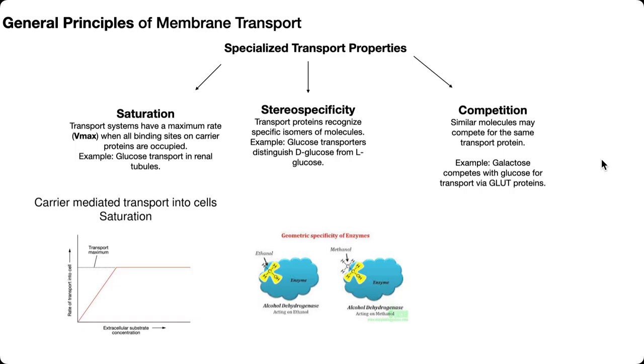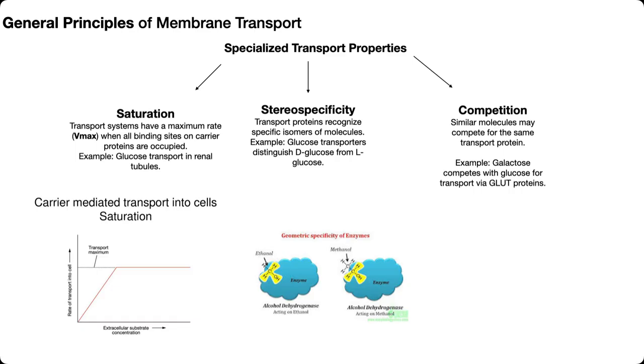That limit we call Vmax, or the maximum rate. Okay, so an example of this in your kidneys, when glucose is being transported, there's going to be a limit as to how much can be moved at once. So if there's too much glucose, not all of those glucose molecules will be able to be transported. All right.